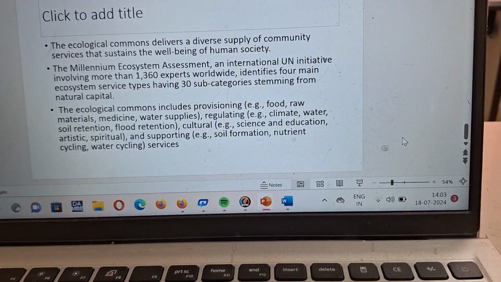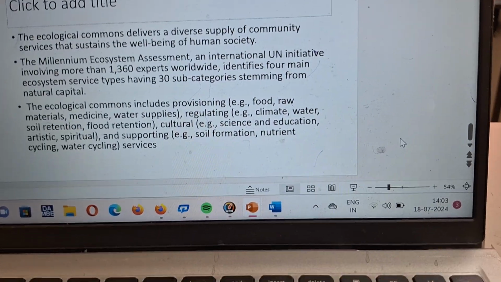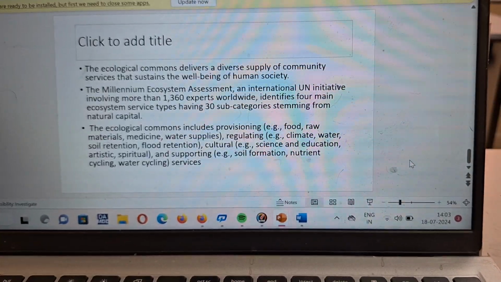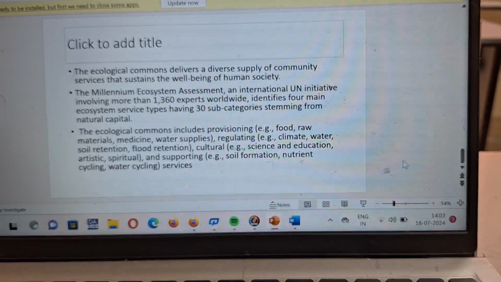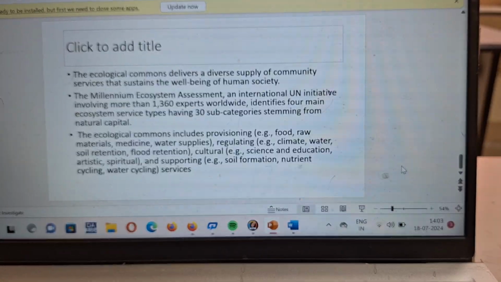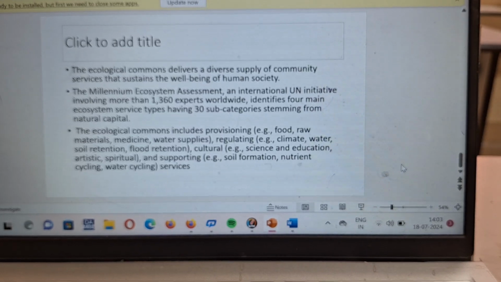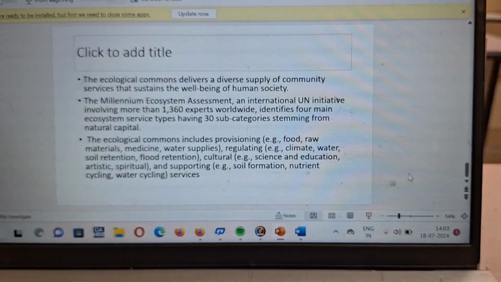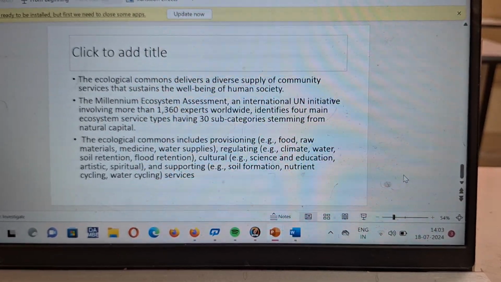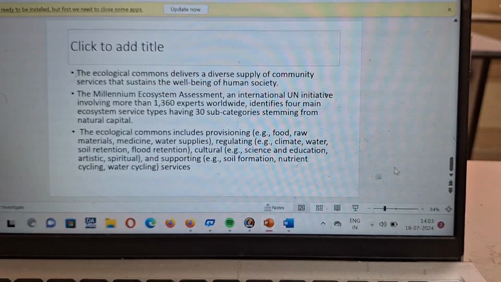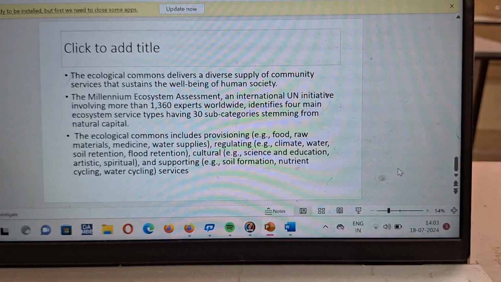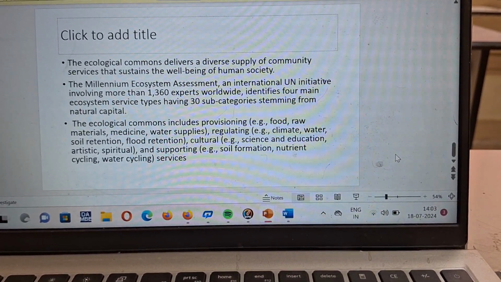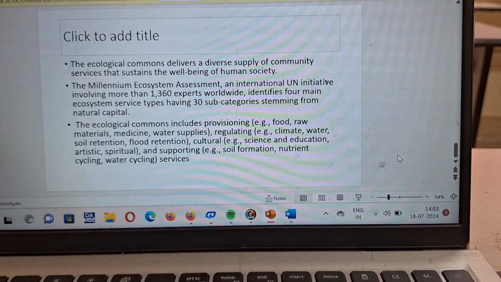Then this ecology, as I already told you, also defines the cultural values of the people, like the tribal people who are living in that particular ecosystem. And this ecology also supports good soil formation. If it is a healthy ecosystem, then this will support good soil formation, good nutrient cycling, and good water cycling services. And if the ecology is destroyed, then this will not support soil formation, nutrient cycling, and there will be constant disturbances.